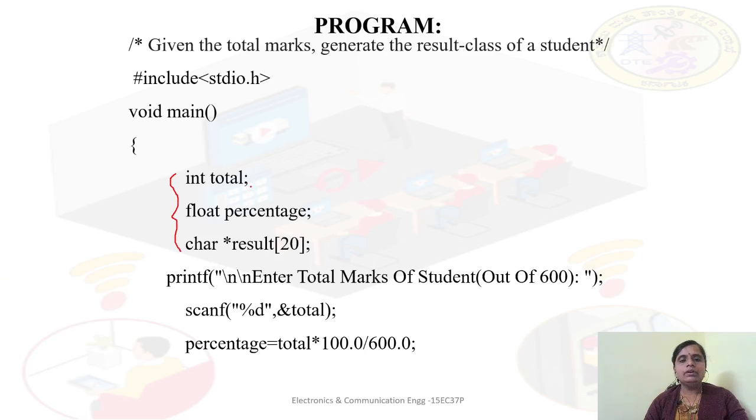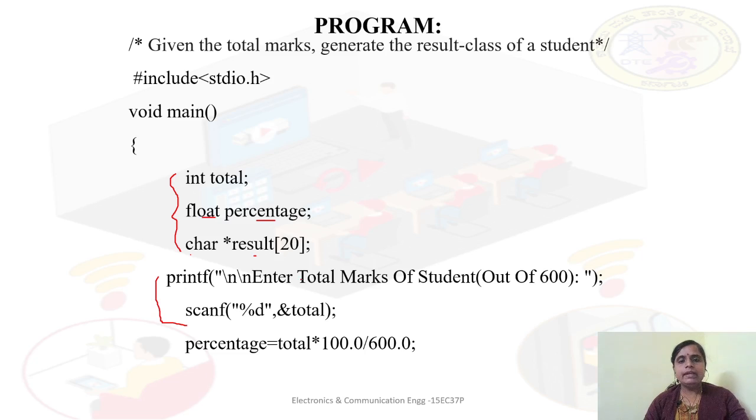Okay. So we are on the variables. Here I am going to take the total, which is the input, as the data type int. Then once I calculate the percentage, I have to use a variable percentage which is of type float, and we are going to declare the result in terms of strings. That's why we are going to declare the result which is of type character, and this result is declared as a pointer.